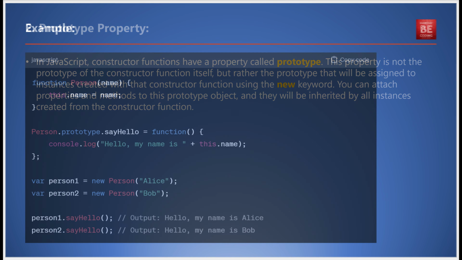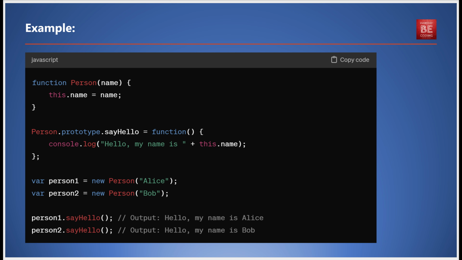function. For instance, consider a Person function with the name property. Now, if you attach a sayHello method to Person's prototype and create two instances, person1 and person2, with names Alice and Bob respectively, both these instances will have access to the sayHello method.